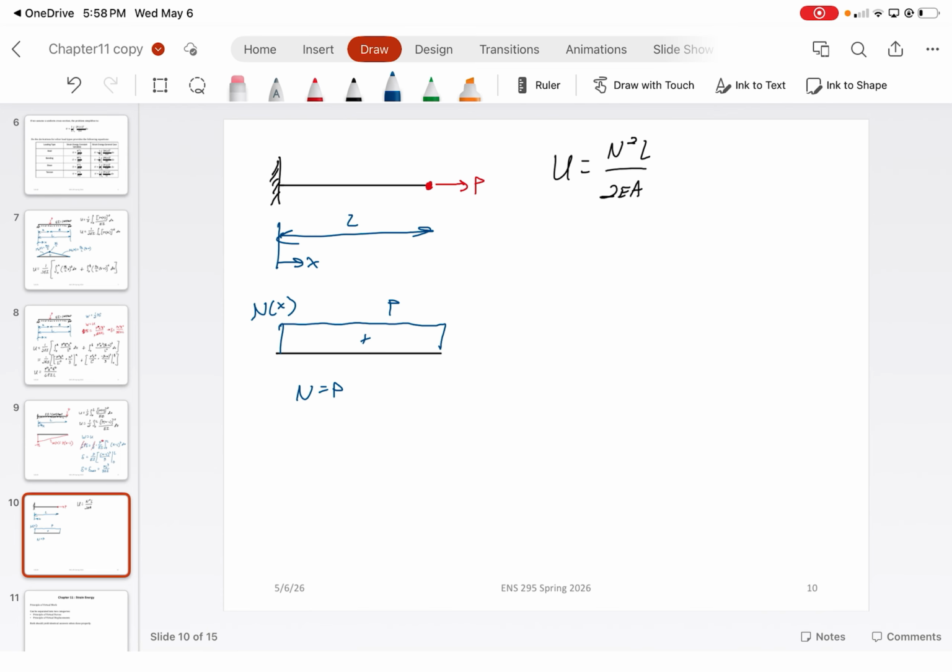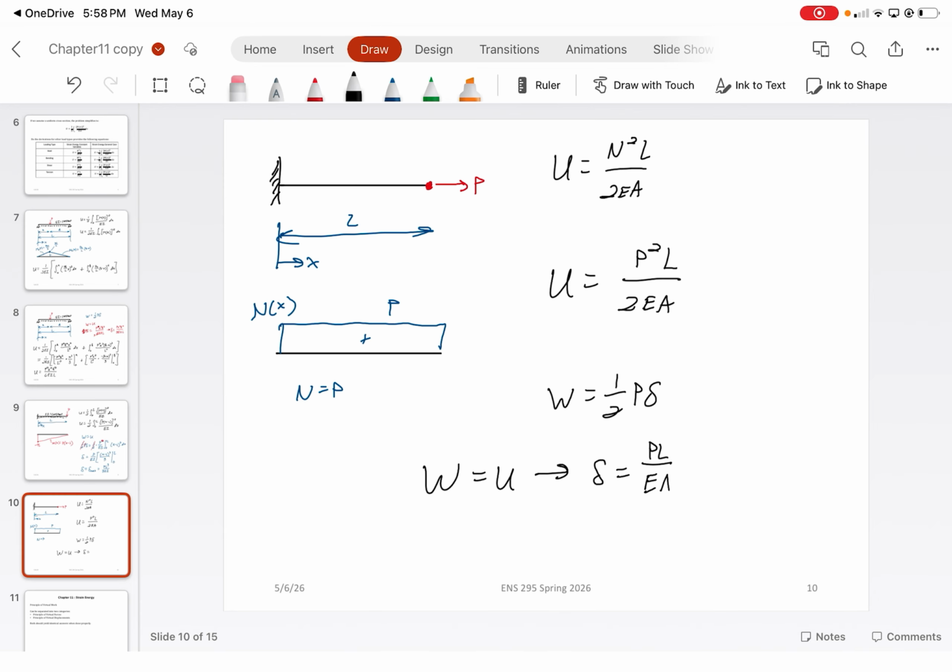All right, so just plugging in U, we get P squared L divided by 2EA. And then, simply put, if we wanted to find the deflection, W is equal to 1/2 P times delta. Setting W equal to U, you simply end up with delta is equal to PL divided by EA, which is just our expression.